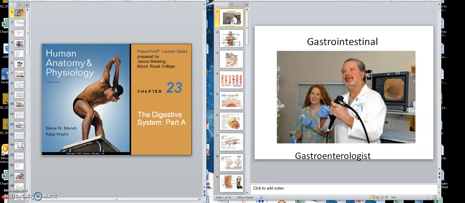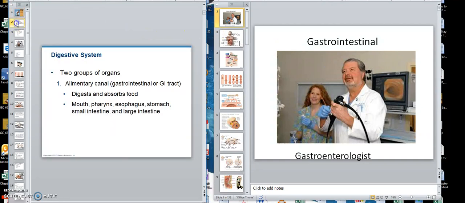And then if somebody needed surgery, it would be what we call a colorectal surgeon or a general surgeon. So the gastroenterologist does not do surgery, but he can do the scoping and everything, as you can see. All right, we'll go a little further here. Let's get into the subject.